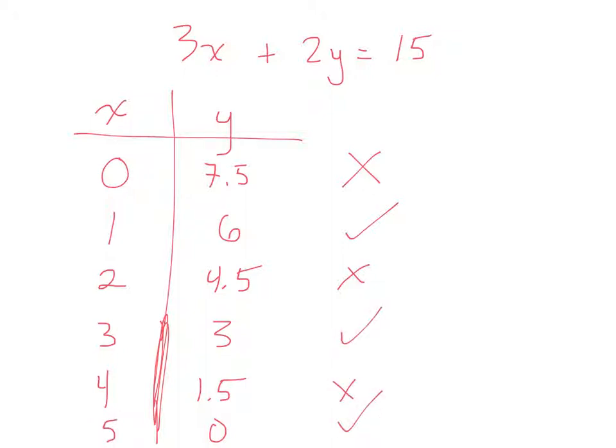Okay, now, one way to make this easier on yourself is to solve the original equation up top for y, so you don't have to keep doing this over and over again. Solve it for y if you'd like to. It would become 15 minus 3x over 2. If I were to solve that for y, subtract 3x, divide by 2. That's the generic solution for y.